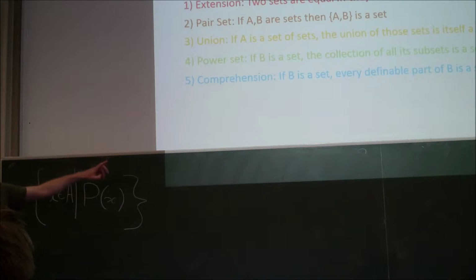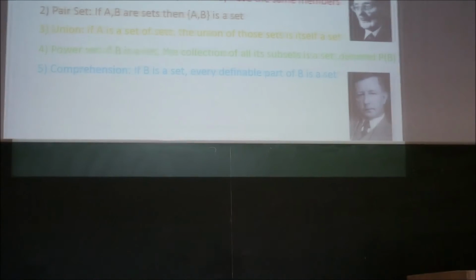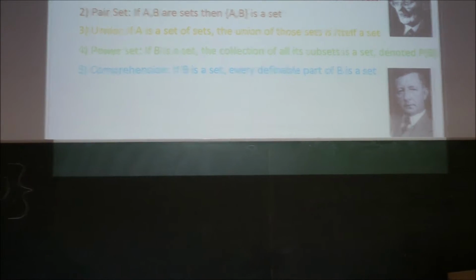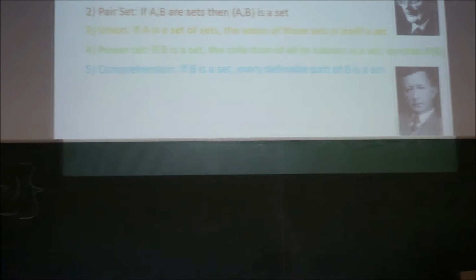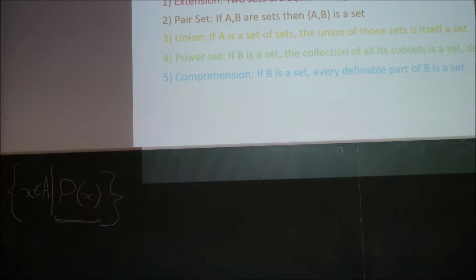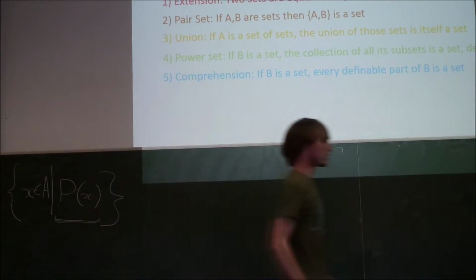The man on the right there, I'm probably going to slaughter his name, is Thoralf Skolem, who is a Norwegian mathematician. He refined this a bit, because the original formulation just says something vague about all of the x's such that some property happens. He made that more precise. So it says anything you can express in terms of logical symbols that we're also used to using is okay to put here, but anything you can't probably isn't.